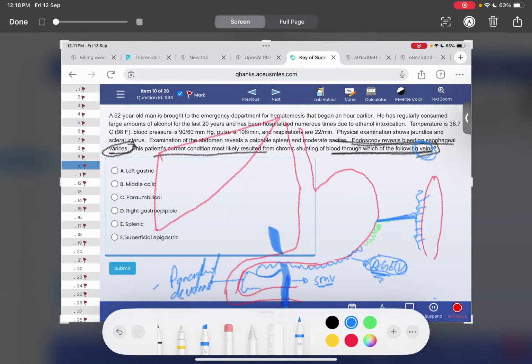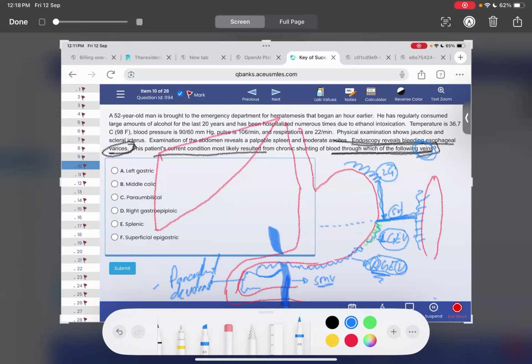Left gastroepiploic vein drains into the splenic vein. Another tributary over here also drains into the splenic vein, and this is called your left gastric, the same name as the artery.